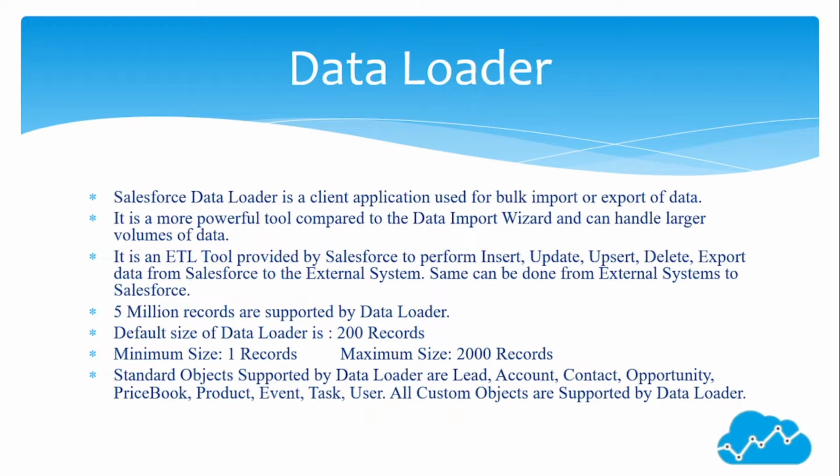5 million records are supported by data loader. Default size of data loader is 200 records. Minimum size is 1 record. Maximum size is 200 records. Standard objects supported by data loader are lead, account, contact, opportunity, price book, product, event, task, user, and also all custom objects are supported by data loader.